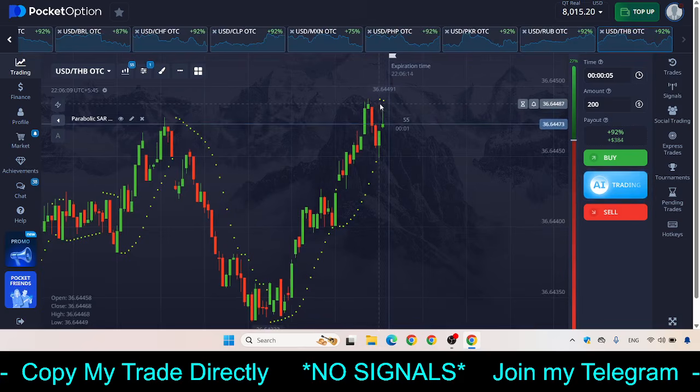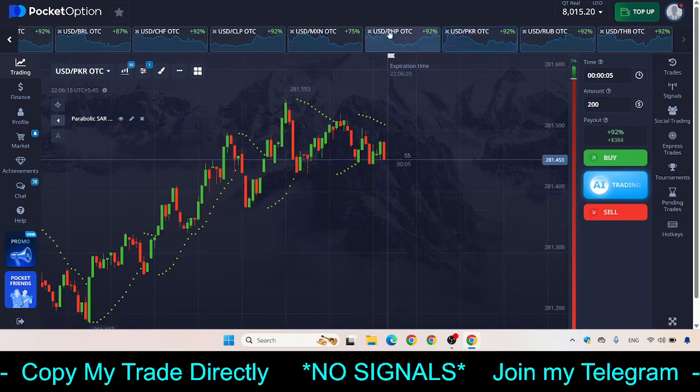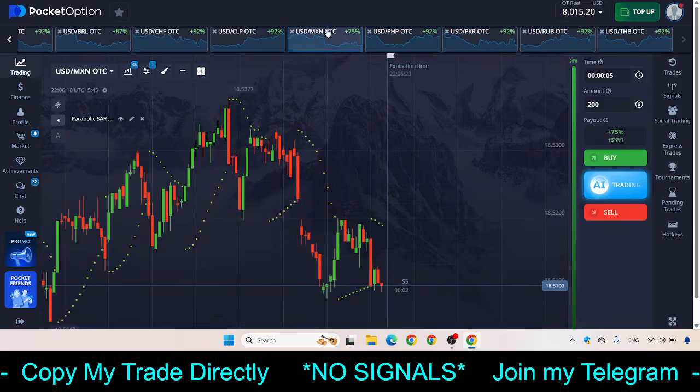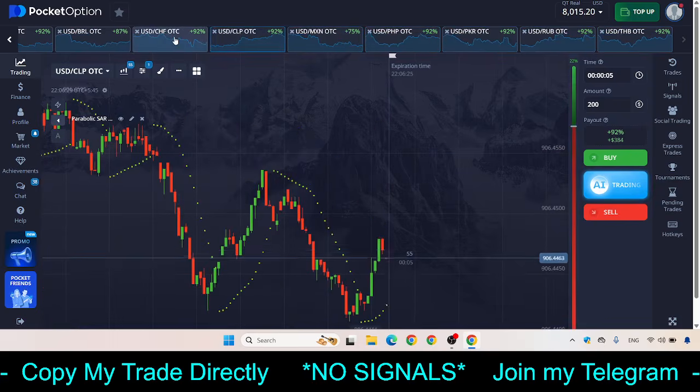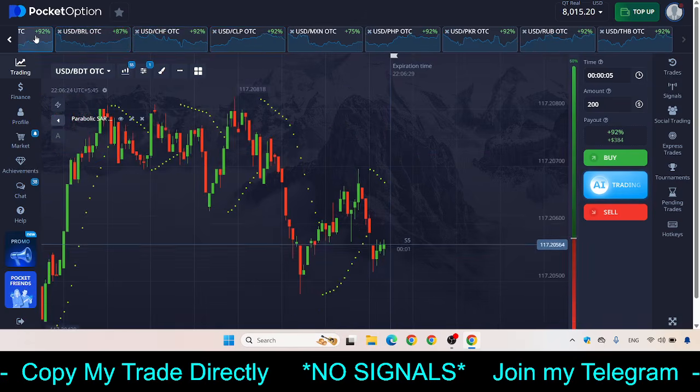Here also our trade could have gone into loss. Right now we are not getting the entry point, but I'm sure if we keep on looking like this, then we will of course get some entry point.